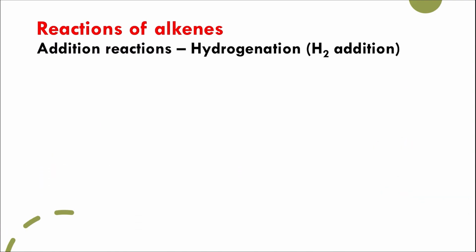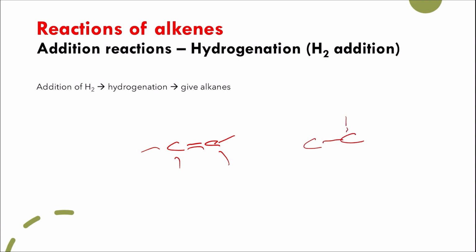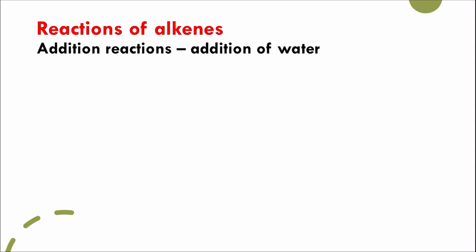The first addition reaction for alkenes is the addition of hydrogen. So a hydrogen molecule will be added to the double bond, and as you add the hydrogen, the alkene will change into alkane. So whatever the alkene you have, you're going to have an alkane where two hydrogens are added. So you simply break the double bond here, and then you add two hydrogens, so you end up with alkane.